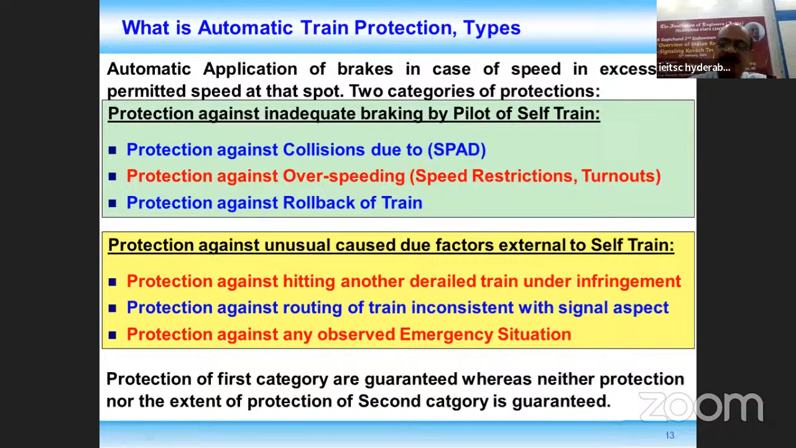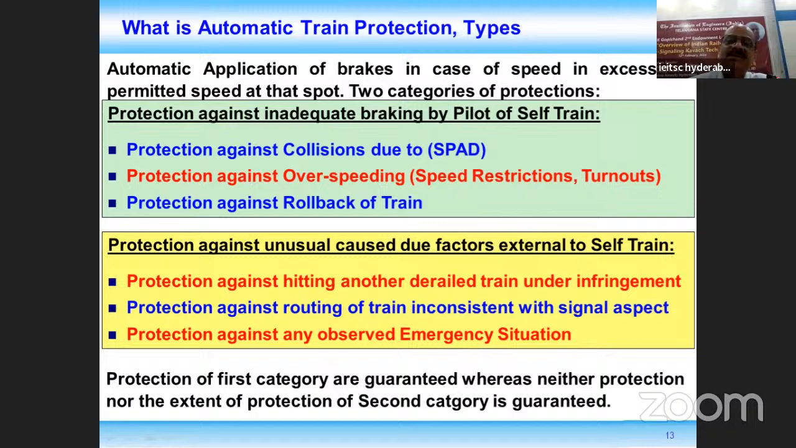Now here I will discuss the kinds of protections which are guaranteed and the kinds which are not guaranteed by Kavach. There are two categories of protections which Kavach can provide. One is protection against inadequate braking by the train pilot of the own train. These kinds of protections are guaranteed. For example, protection against passing a signal at danger. It will, with guarantee, stop that kind of event, and the level of protection will be 100%. That will be guaranteed.